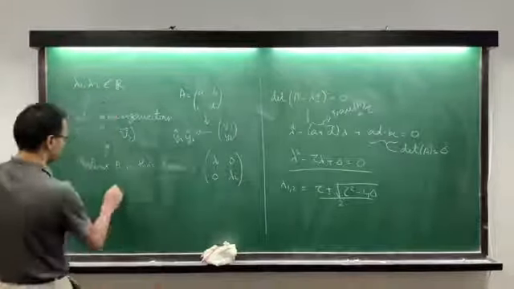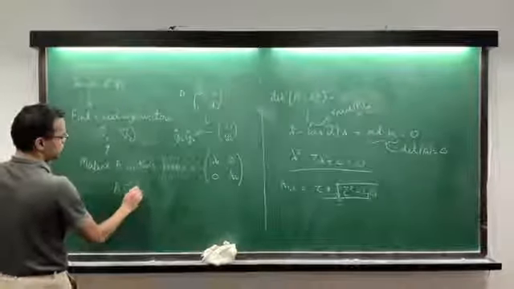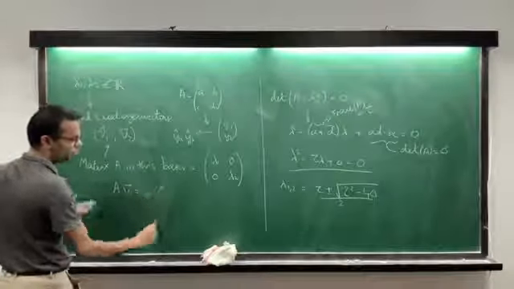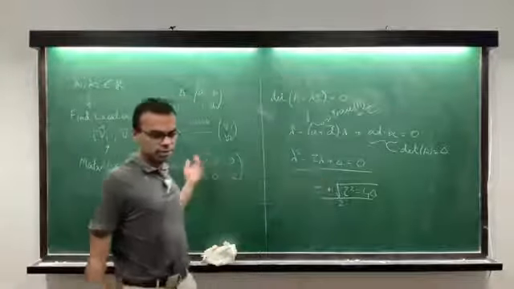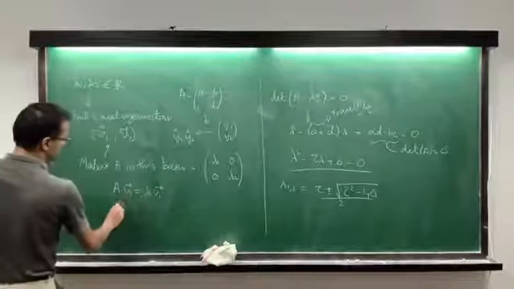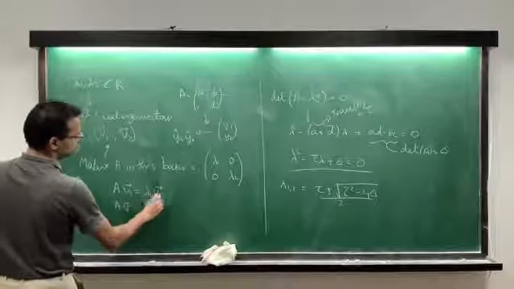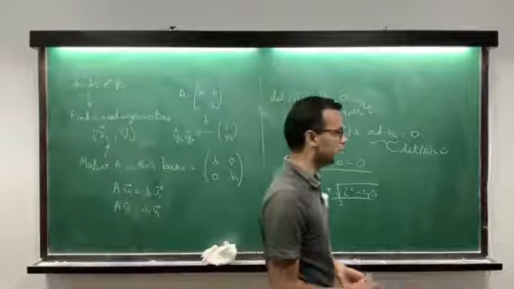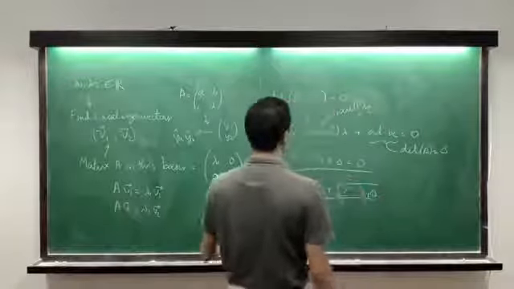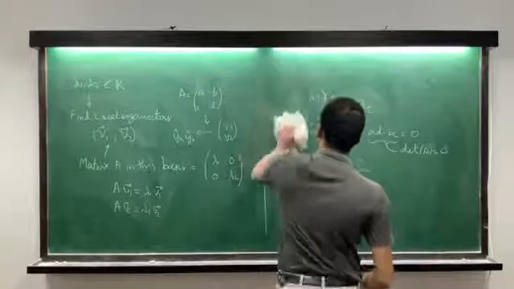Why is that? Well, because if you take A acting on V1, you'll get lambda 1 V1. That's an eigenvalue problem. You've just solved that. V1 is the eigenvector corresponding to lambda 1. And similarly, A times V2 equals lambda 2 times V2. So in this basis, the matrix looks like this. That's an important point to remember.